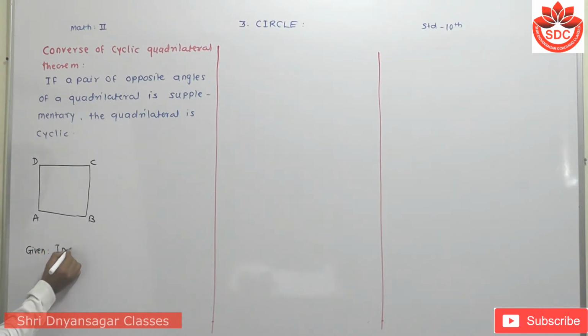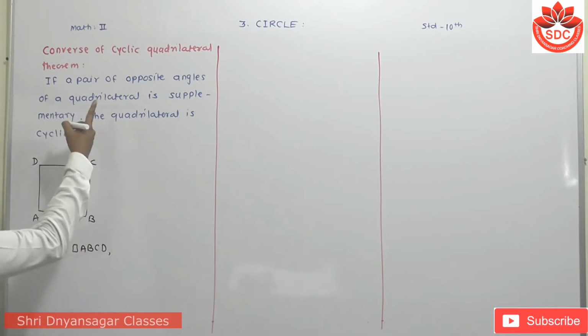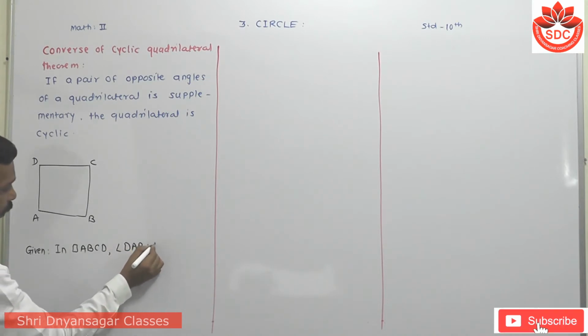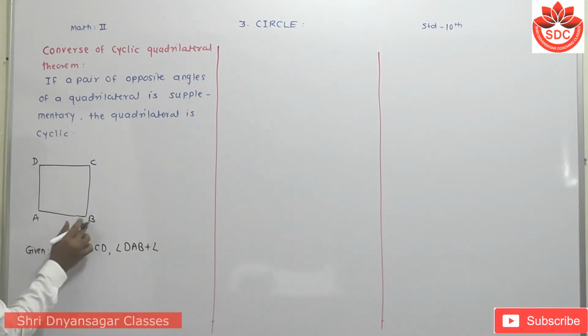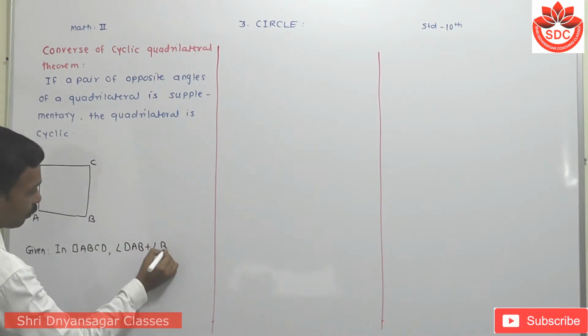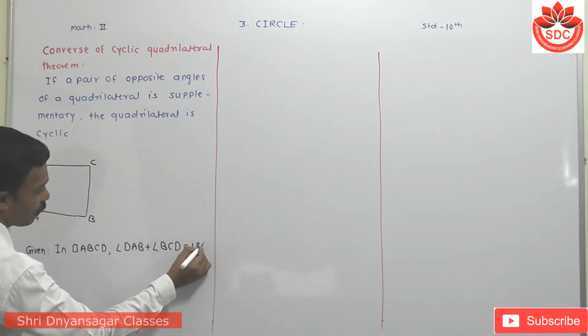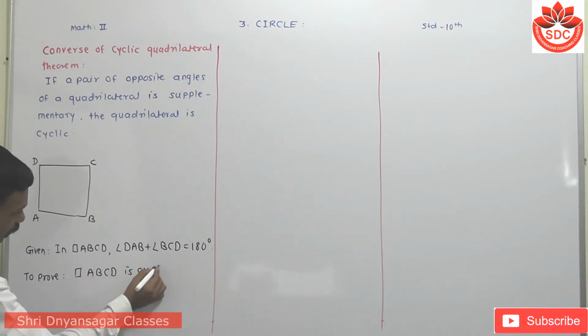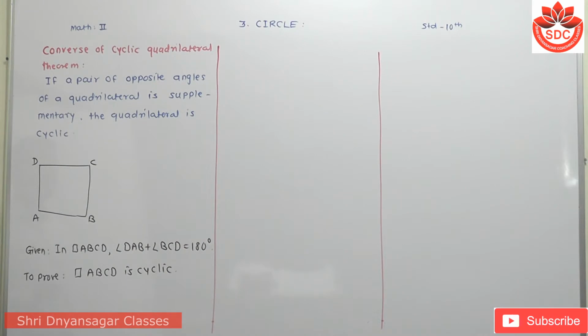In quadrilateral ABCD, one pair of opposite angles we take here is supplementary, means that angle DAB plus angle BCD is equal to 180 degrees. Now it is given. Then the quadrilateral is a cyclic quadrilateral, means that to prove this quadrilateral ABCD is a cyclic quadrilateral.